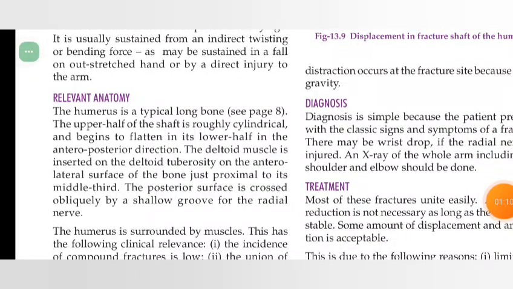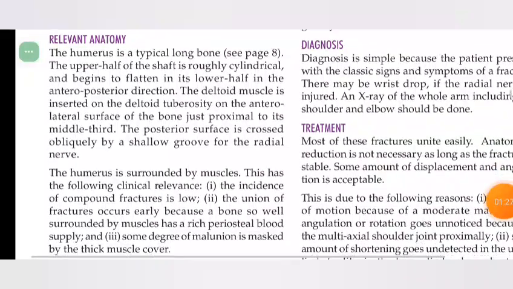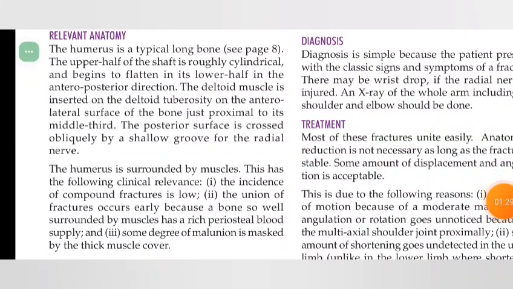Relevant anatomy. The humerus is a typical long bone. The upper half of the shaft is roughly cylindrical and begins to flatten in its lower half in the anteroposterior direction. The deltoid muscle is inserted on the deltoid tuberosity on the anterolateral surface of the bone, just proximal to its middle third. The posterior surface is crossed obliquely by a shallow groove for the radial nerve.